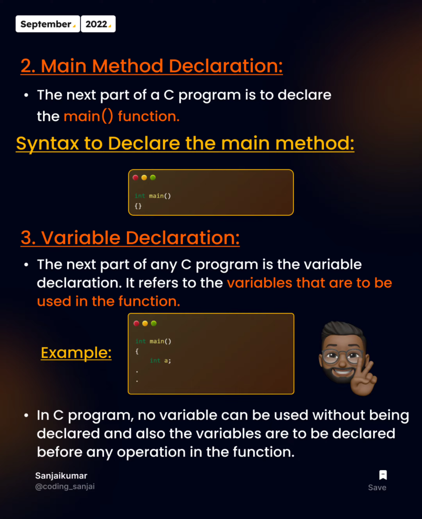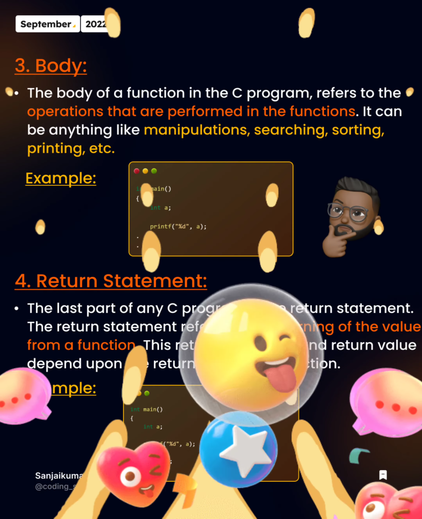3. Variable declaration. The next part of any C program is the variable declaration. It refers to the variables that are to be used in the function. Example: int main(){ int a; In a C program, no variable can be used without being declared, and also the variables are to be declared before any operation in the function.